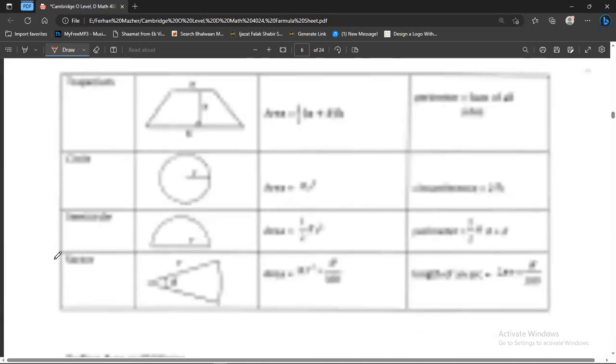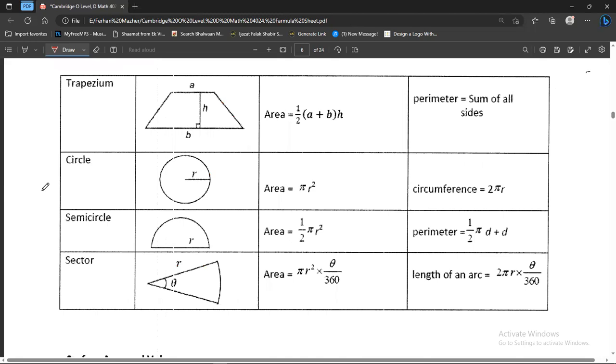Then we have a trapezium. In the trapezium, two sides are parallel to each other and two sides are non-parallel. For example, these two sides are parallel, and this is the perpendicular distance between these parallel sides. The area of the trapezium is 1 by 2 into (a plus b) into height. We say 1 by 2 into the height of the trapezium into the sum of the parallel sides. The perimeter of the trapezium is the sum of all four sides.